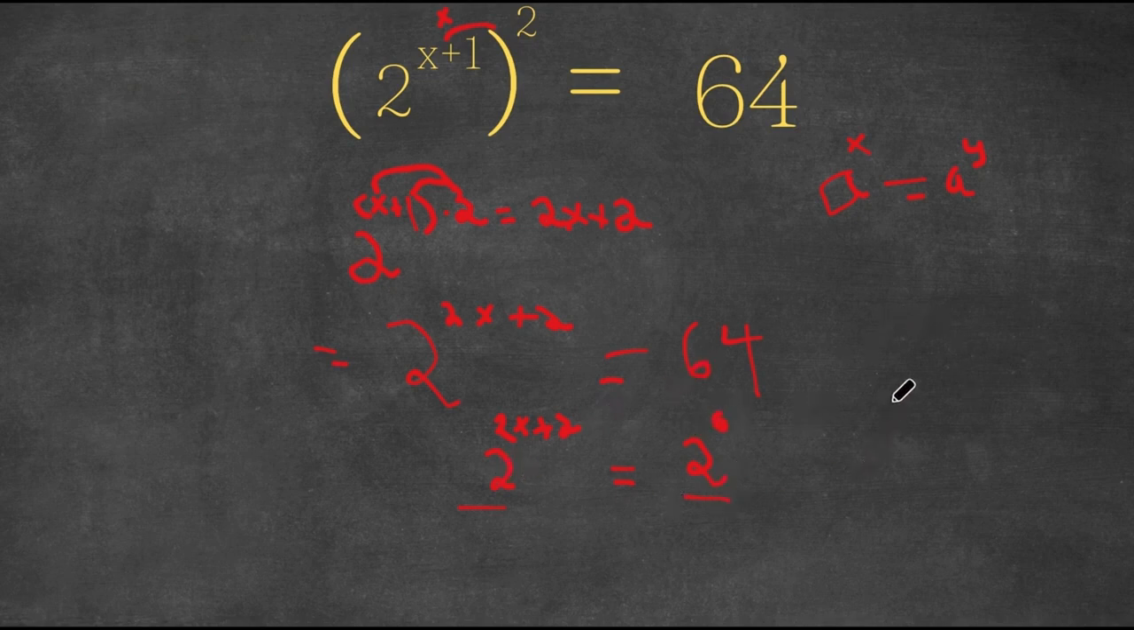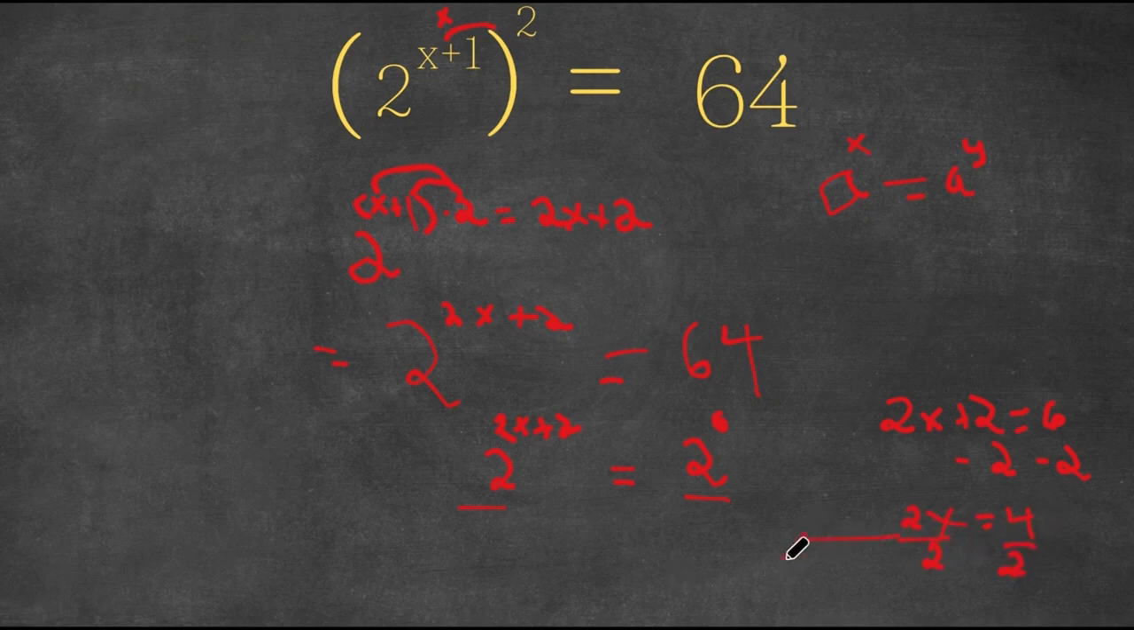So now we can just ignore these bases and make our equation right here: 2x + 2 = 6, and we're solving for x. That's what we wanted to do all along. So we're going to first subtract 2 on both sides to isolate x. So we have 2x equals 6 minus 2, which is 4. And now we're going to divide by 2 on both sides.